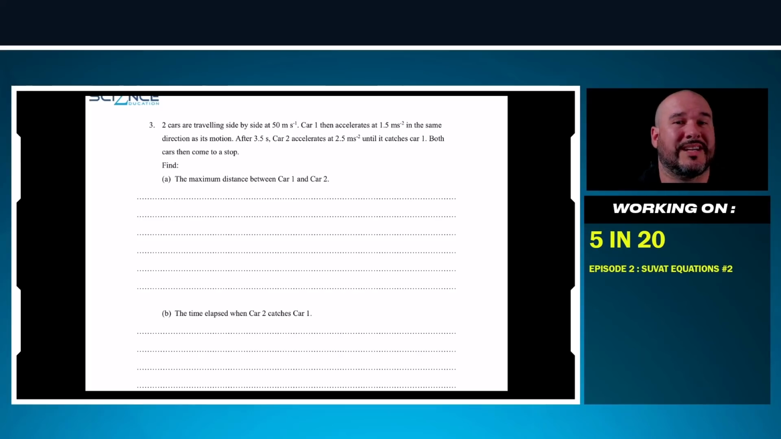All right, question 3 is going to take a little while, Padawan, so let's have a quick read through it. Two cars are traveling side by side at 50. Car 1 accelerates at 1.5 in the same direction as its motion, so in other words, it's speeding up. After 3.5 seconds, car 2 then accelerates at 2.5 until it catches car 1. Both cars then come to a stop. Find the maximum distance between car 1 and car 2.